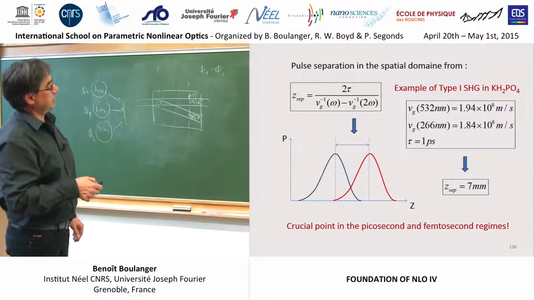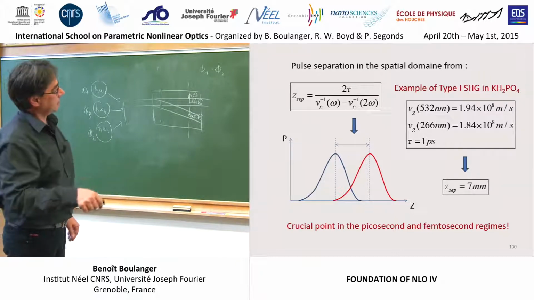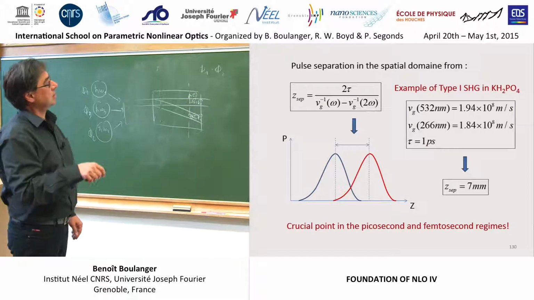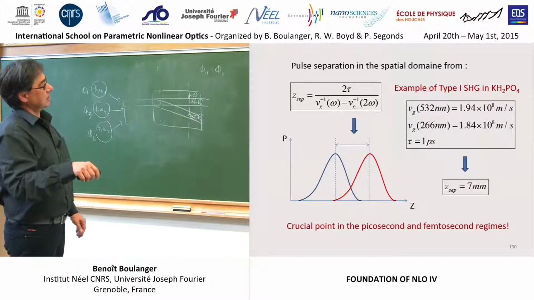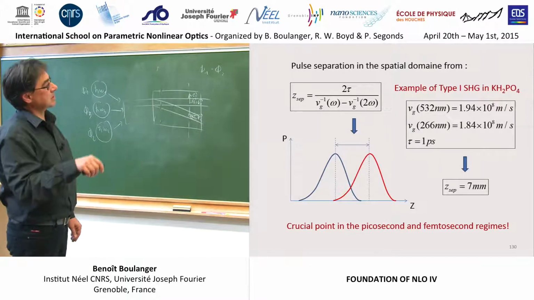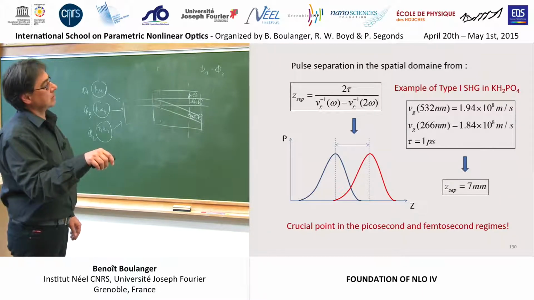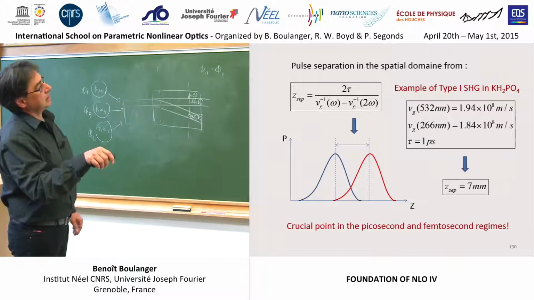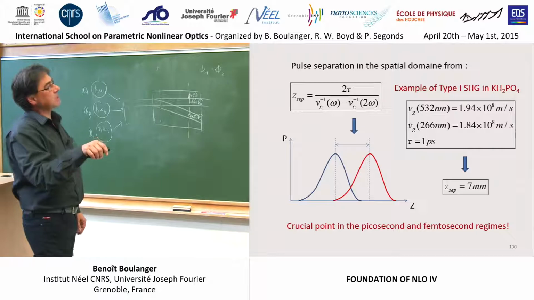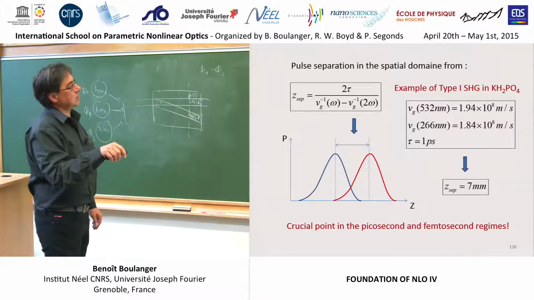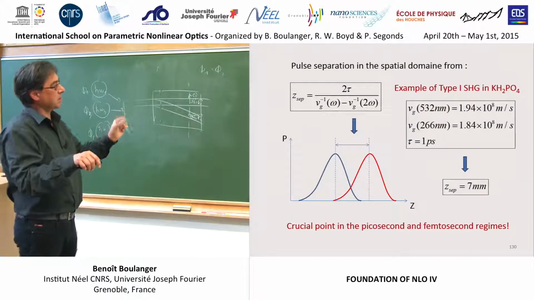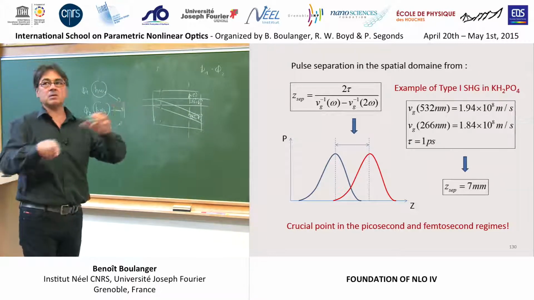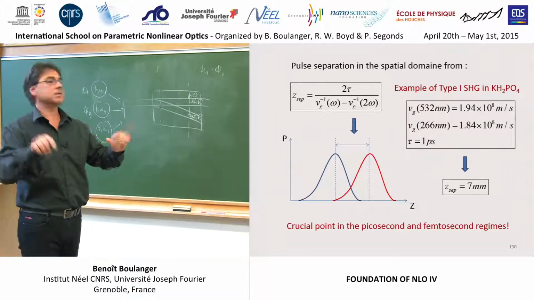So I give here an example. Now in the space representation, we can calculate the distance where we have partial separation of the two pulses. For example, here, if you have green, it's a case of second harmonic generation in KDP. So green gives UV, with a picosecond pulse, a pulse duration of 1 picosecond. After 7 millimeters, the two pulses are separated.